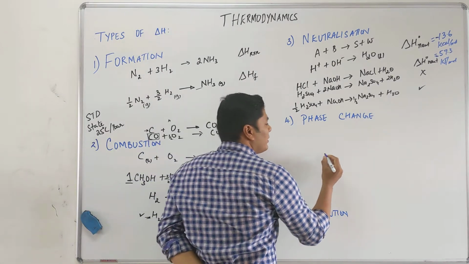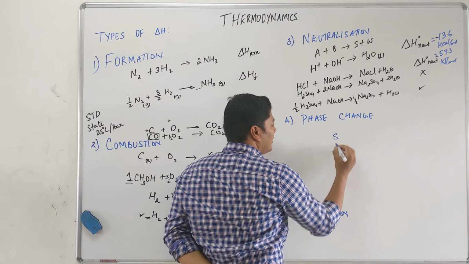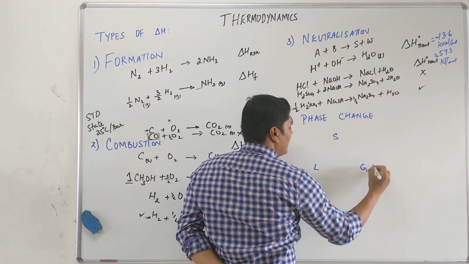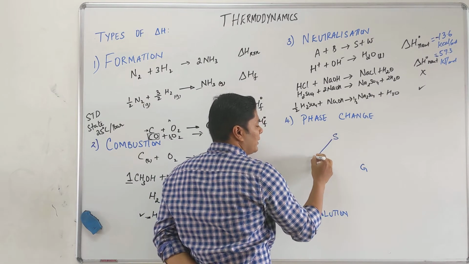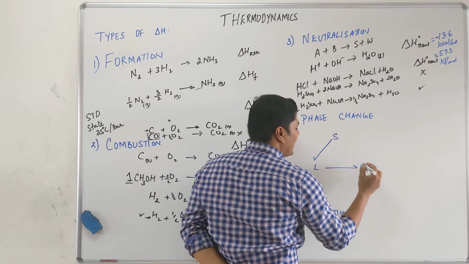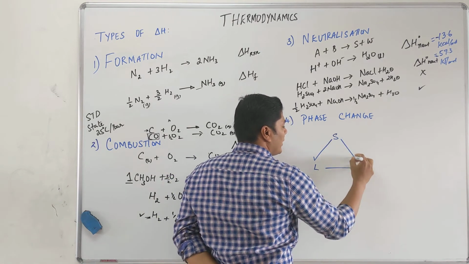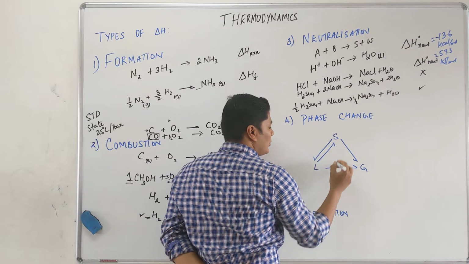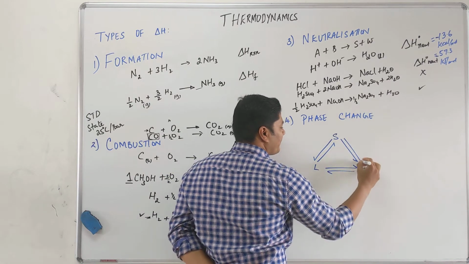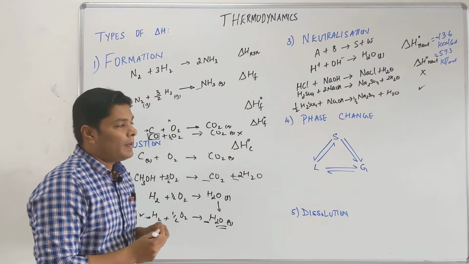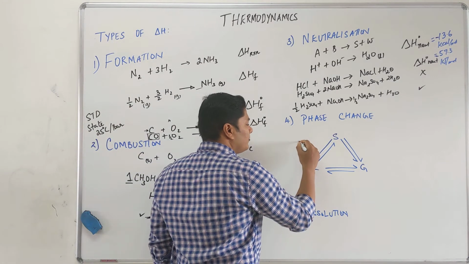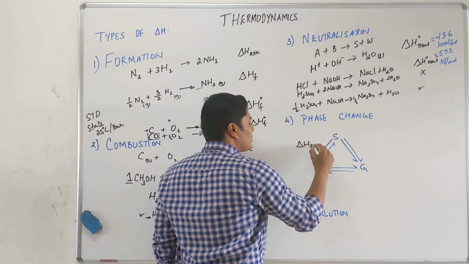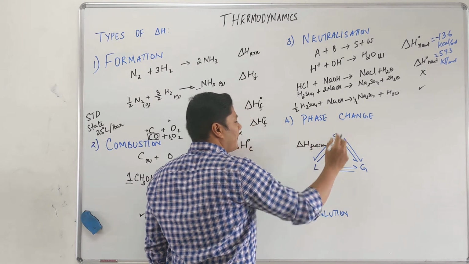The next is phase change. You can have 3 different phases. Let's take solid, liquid and gas. A solid can go into a liquid, can go into a gas, or a solid can go into a gas, and the reverse is also possible because it's a phase change. Alright. When a solid goes to liquid, you call it fusion. The symbol for that is delta H of fusion.